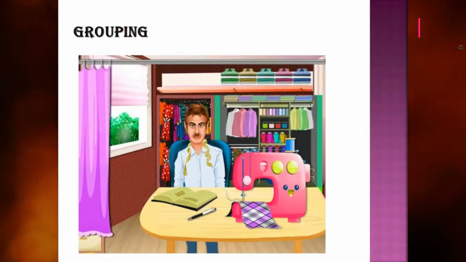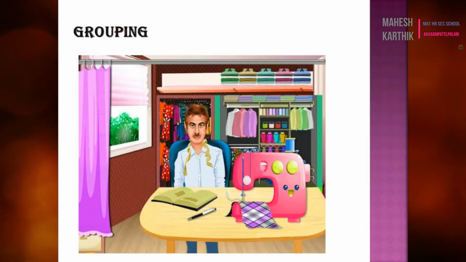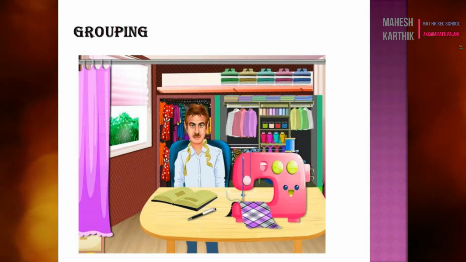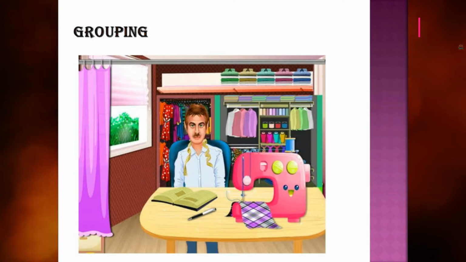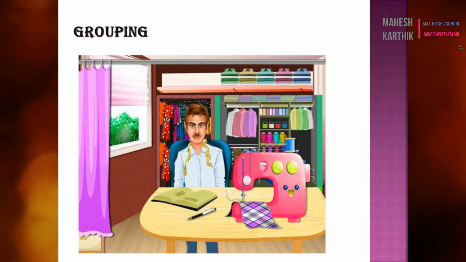Now we are going to learn grouping. Students, look at the picture. What is this? Yes, it is a picture of a tailor shop. What are the things you see in this picture? You can see some hangers, shirts, bottles of buttons, scissors, etc.